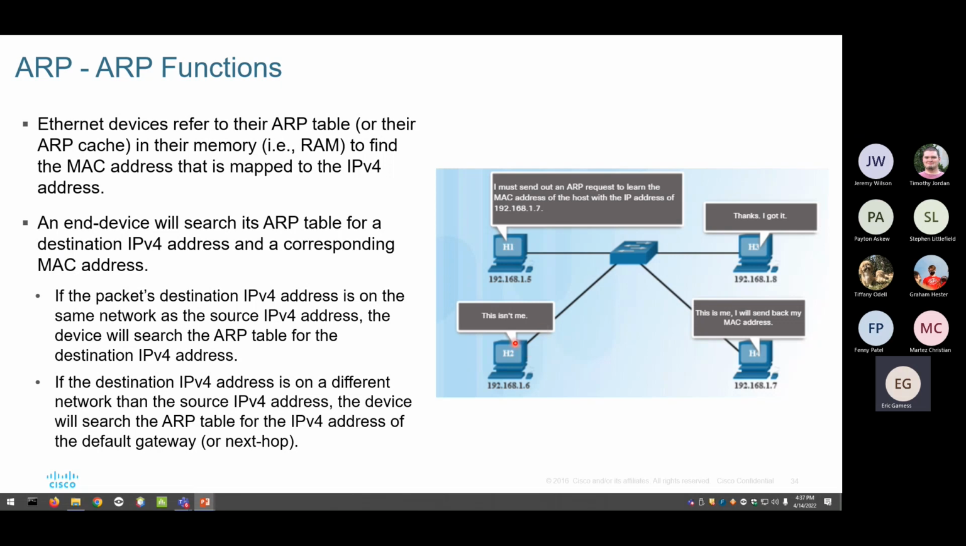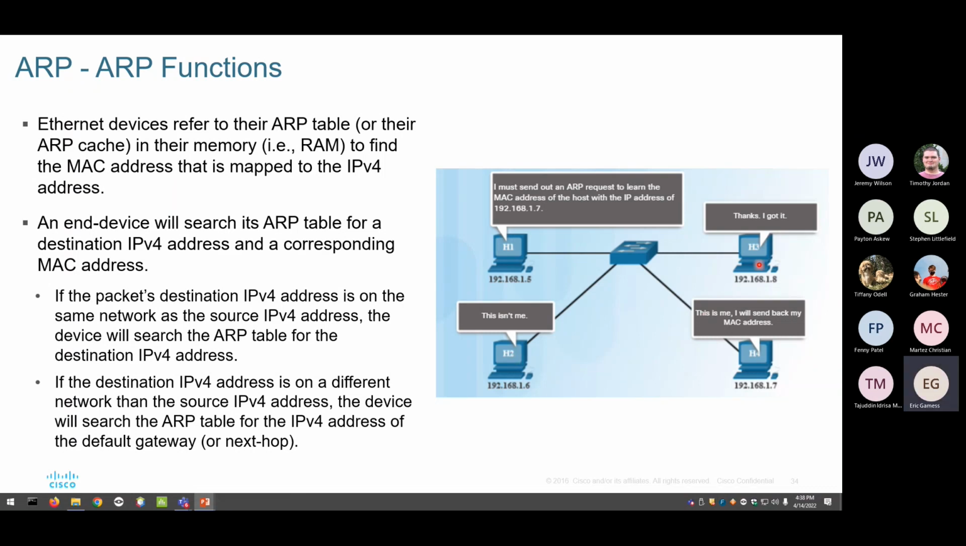So H2 will look at the question. And the question is, if your IP address is 192.168.1.7, please send me your MAC address back. So H2 will say, oh, this question is not for me because this IP address is not mine. So H2 will drop the ARP request and not answer with an ARP reply.